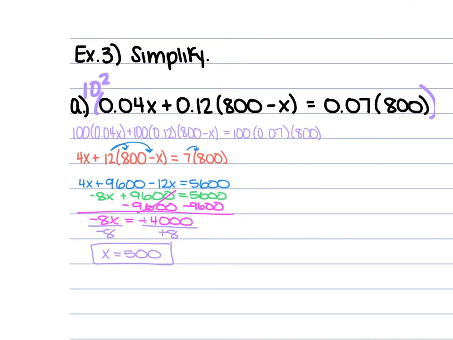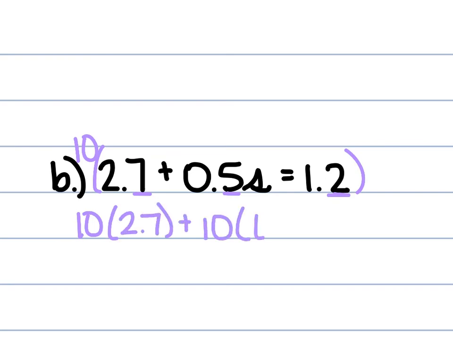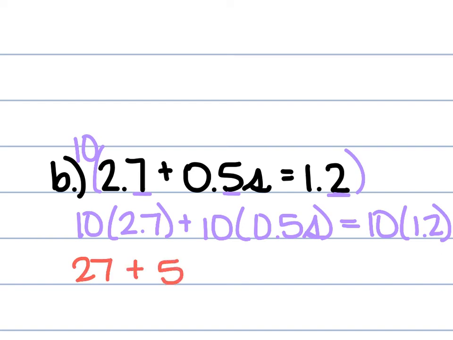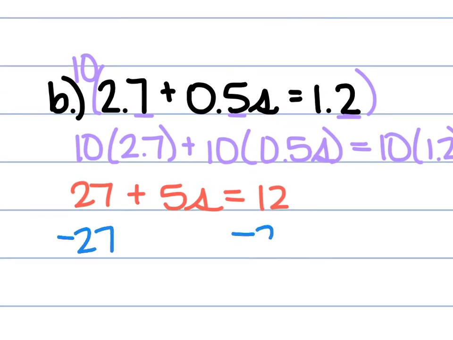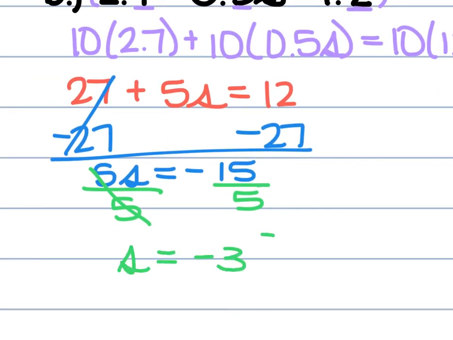If we look at example B, we have 2.7 plus 0.5s is equal to 1.2. So we're going to multiply everything by 10 because we only have one decimal place here. So 10 times 2.7 plus 10 times 0.5s is equal to 10 times 1.2. So we're going to have 27 plus 5s is equal to 12. We are going to move the 27 over by subtracting it, and we get 5s is equal to negative 15. Then we divide each side by 5 and get that s is equal to negative 3.